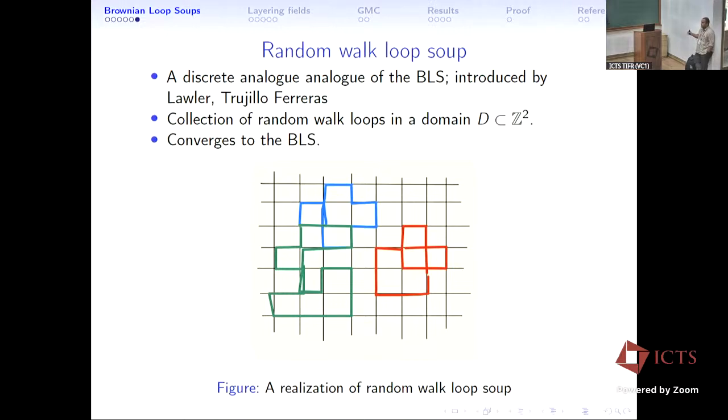So this is just an aside, just to show that there is something called a random walk loop soup, and it does converge to the Brownian loop soup, which was proved by Lawler and Trujillo-Ferreras. The picture is a picture of random walk loop soup. It's not a very nice picture, but whatever.